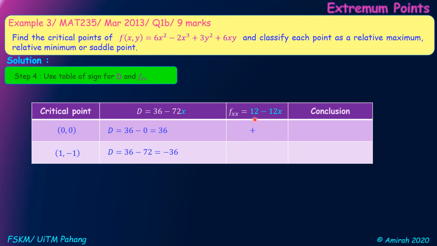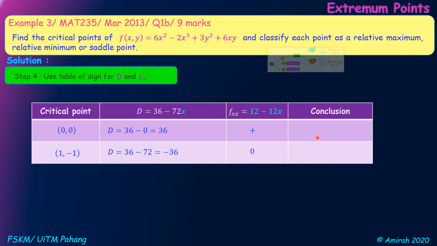Okay. And after that, we need to find the sign for fxx. fxx equals to 12 minus 12x. So now we replace x equals to 0 here. So we get 12 minus 0 equals to positive 12. So we put positive sign here. Okay. And then for the second critical point, we substitute into fxx here. So we have 12 minus 12 times 1, means 12 minus 12, so equals to 0.